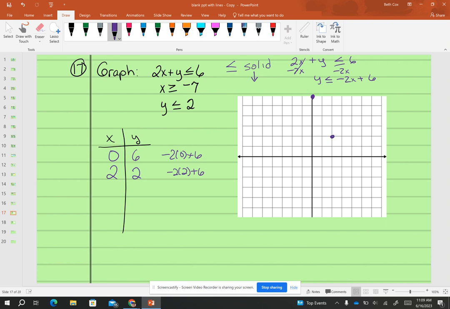We've already said this is going to be a solid line, so I'm going to draw this as a solid line. And I said we're going to be shading down, so I'm going to just take a little arrow and shade down.